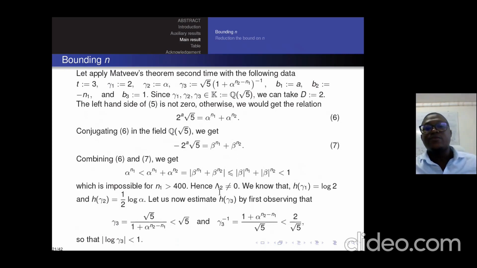Hence, lambda 2 is not equal to 0. We know that the logarithmic height of gamma 1 is equal to log of 2, and the logarithmic height of gamma 2 is equal to half of log of alpha. Let us now estimate the logarithmic height of gamma 3. But before doing that, we first prove that gamma 3 is less than √5, and then gamma 3 to the power minus 1, the inverse of gamma 3, will be less than 2√5. So the absolute value of log of gamma 3 will be less than 1.